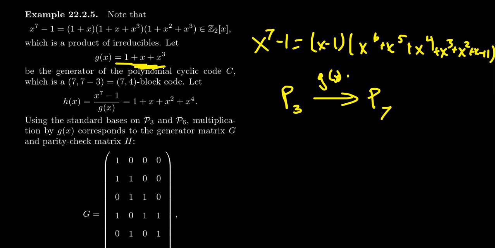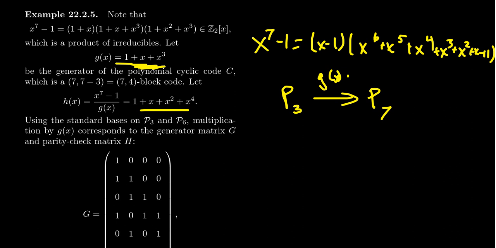Now the kernel of the map of multiplying by G(X) is going to be this polynomial H(X), where H(X) is you take the polynomial X^7 - 1 and you just take away G(X). So just get rid of G and you take everything else. So H is going to be (1 + X)(1 + X^2 + X^3), which if you multiply that out, you're going to end up with 1 + X^2 + X^4, like so. So this is going to be H and this is going to be G.